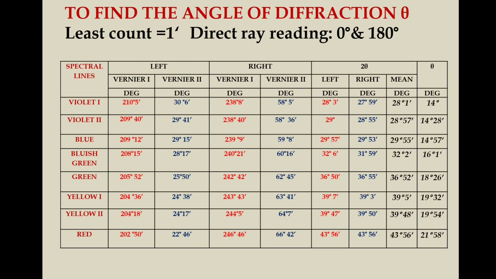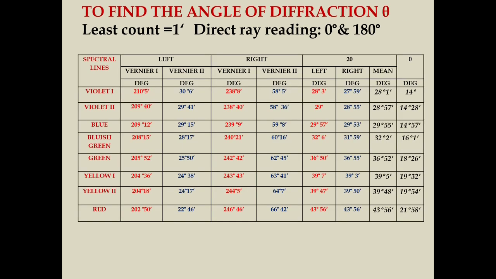Then we have to calculate the angle of diffraction theta. Let us divide the 2 theta by 2. You will get 14 degree 28 minutes for violet 2. For blue it is 14 degree 57 minutes. So keep on dividing by 2. For the red we get 21 degree 58 minutes. So we have calculated the angle of diffraction.